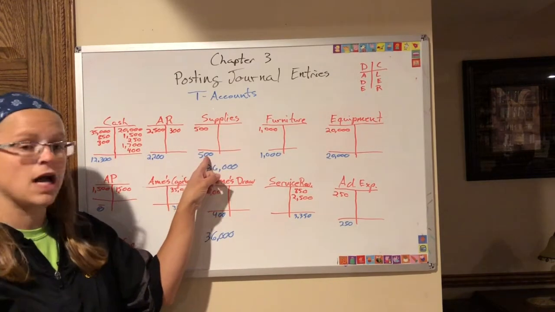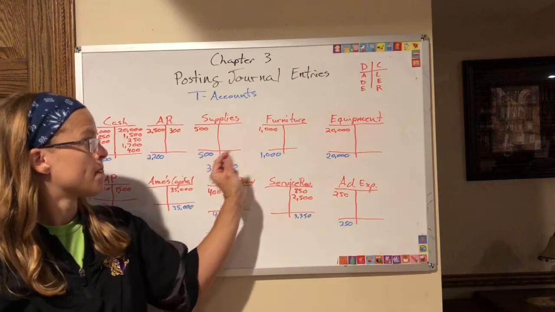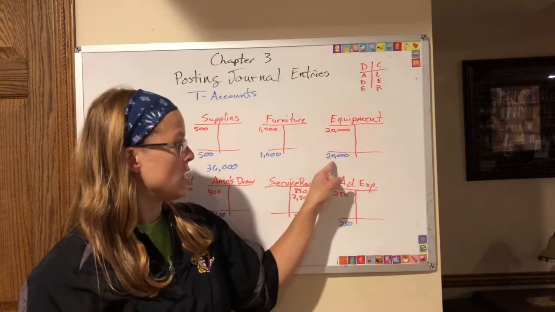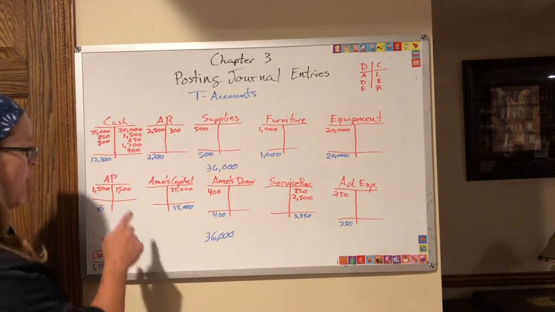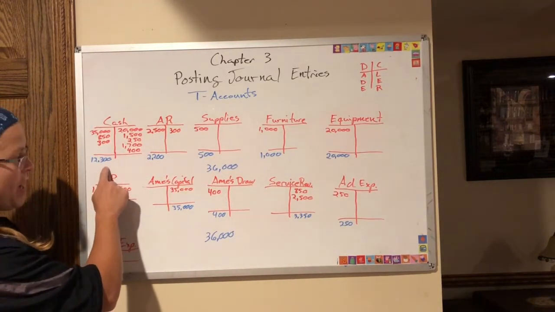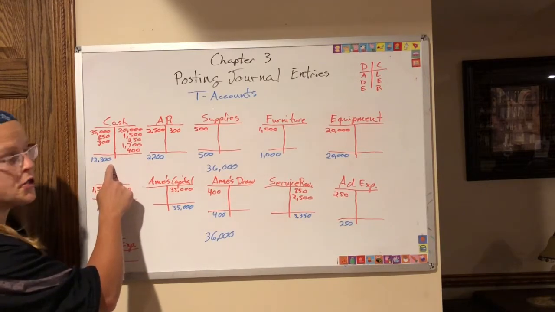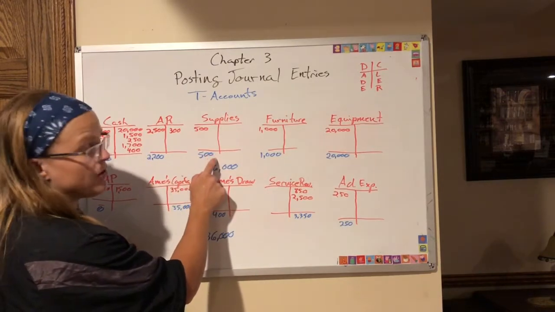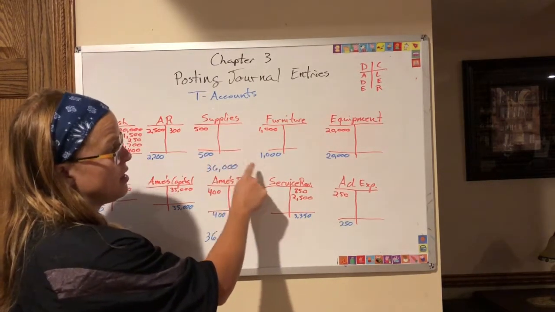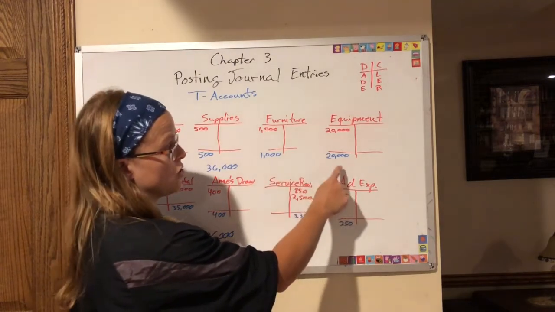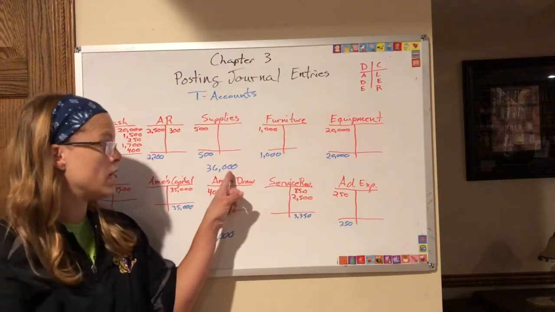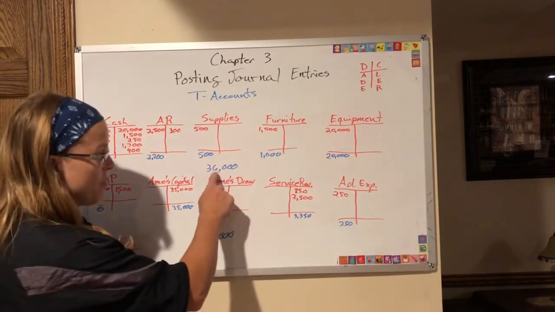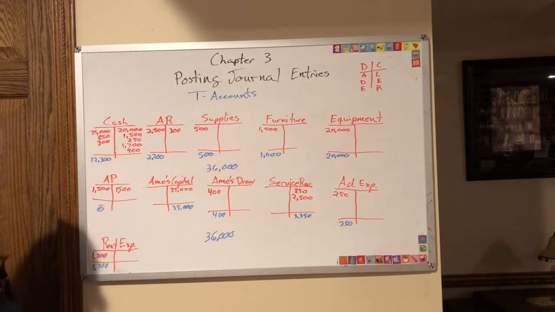Then we have $500 worth of supplies, $1,000 worth of furniture, $20,000 worth of equipment. And when we add all our assets up, our $12,300 cash, our $2,200 in accounts receivable, our $500 in supplies, our $1,000 in furniture, and our $20,000 in equipment, we get a total of $36,000 worth of assets. So we have $36,000 worth of assets.